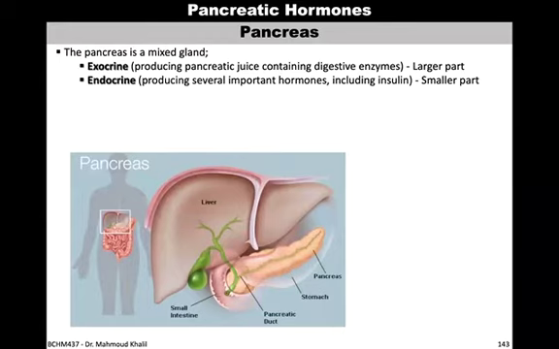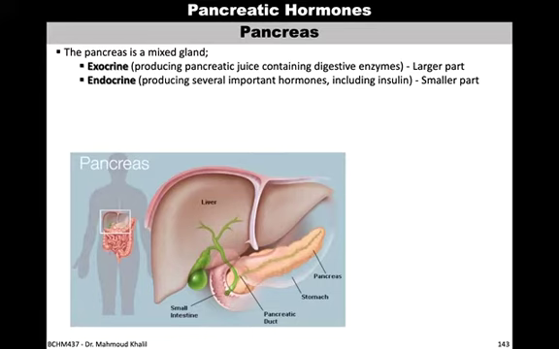So let's take some definitions of the pancreas. Actually, the pancreas is a mixed gland. A major part of it is exocrine, and there is a small part that is endocrine. The exocrine part is responsible for secreting digestive enzymes, while the endocrine part, which is our concern in this lecture, produces several important hormones. The famous one of them is insulin.